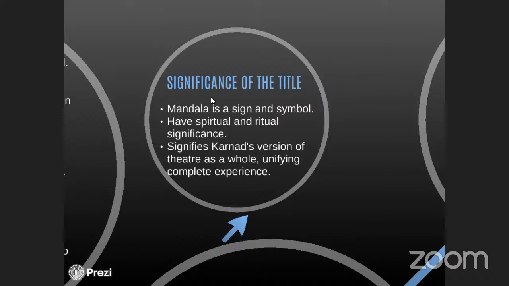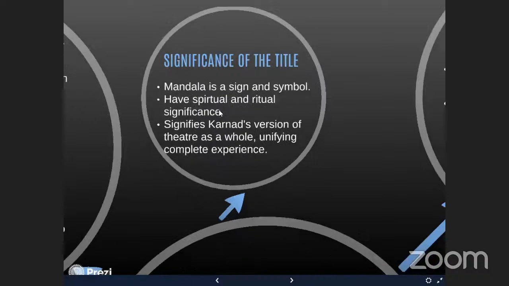It has a spiritual and ritual significance, because snakes have a special significance in our Indian traditions. Every Nagula Chauthi, we offer milk to the snakes, and if we visit temples everywhere, since the Shaiva tradition, temples always have Naga idols. That kind of spiritual and ritual significance is there, and it signifies Karnad's version of theater as a whole, a unifying complete experience. This is a different thing; we'll discuss it later.